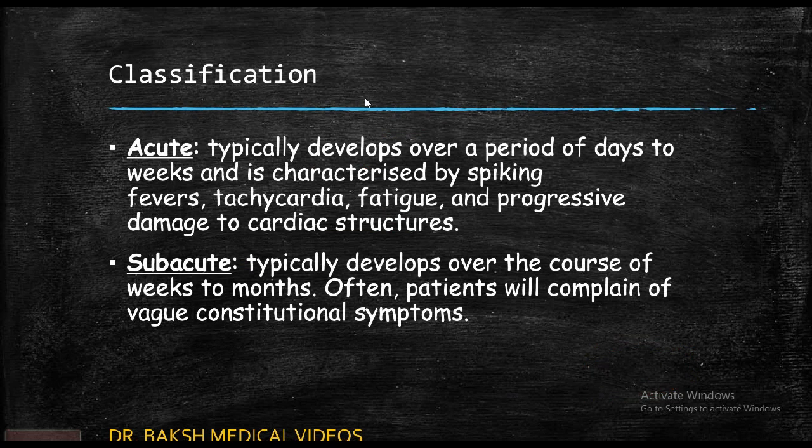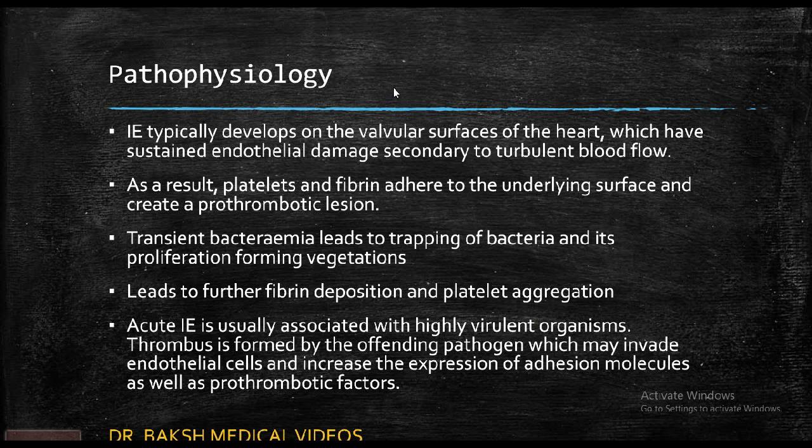Okay, so now the classification. It's classified clinically into two types, acute and subacute. In acute, it develops rapidly over a period of days to weeks, and there's very high fever in it. The patient is generally quite unwell, and it quickly progresses to damage to cardiac structures. While on the other hand, subacute develops over the course of weeks to months, and the patient often complains of only vague symptoms.